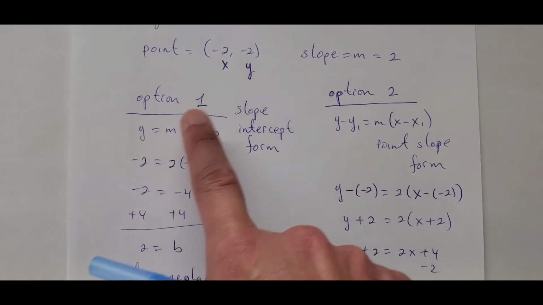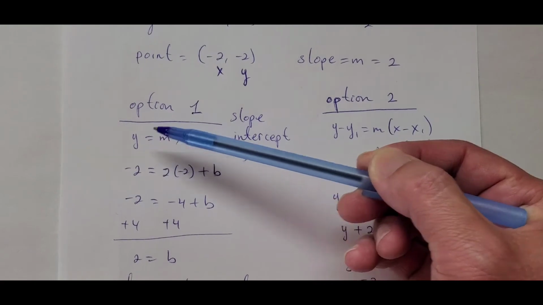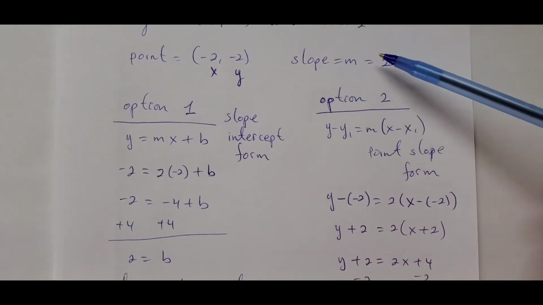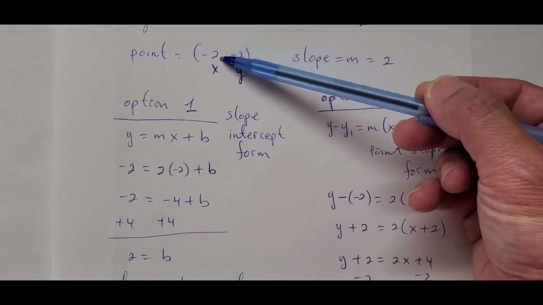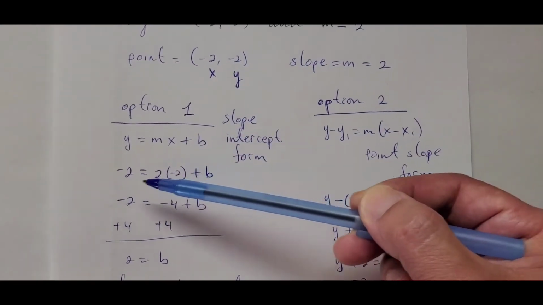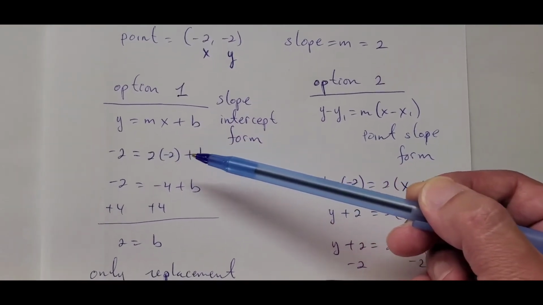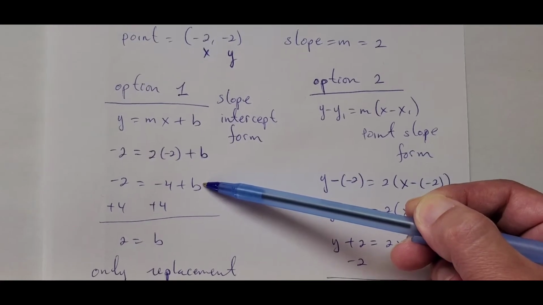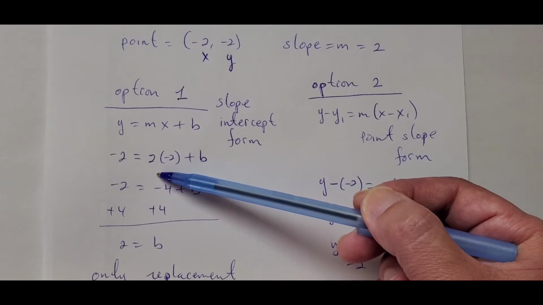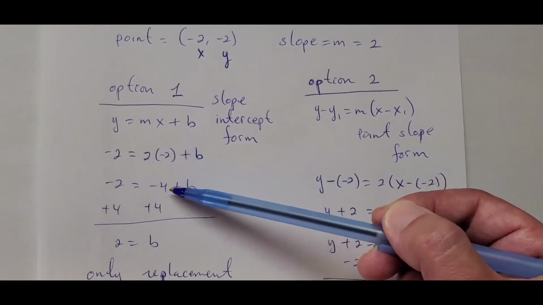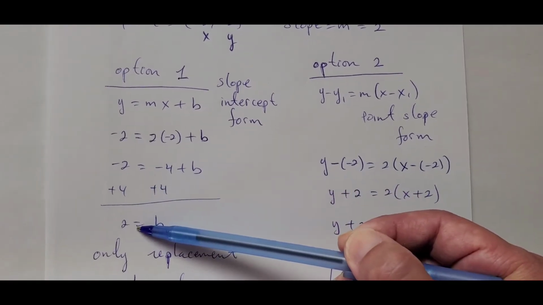You will plug in your Y. So here's my Y. Here's my M, you will plug in my M. And here's my X, you will plug in the X. So plug in the Y, plug in the M, plug in the X. Your job is to find the letter B. So this is simple order of operations. 2 times -2 is -4, plus 4 on both sides, and then B is 2.